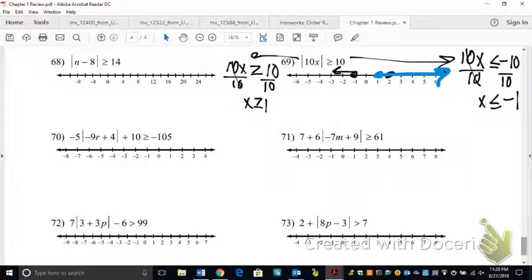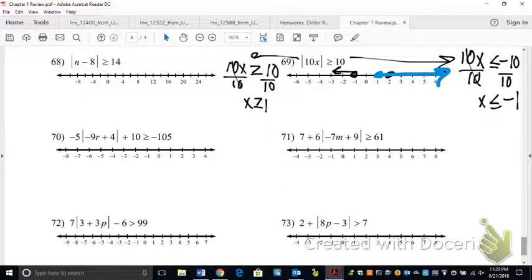So you can check this. You can plug a 0 in there, and it won't work. 0 times 10 is 0. Absolute value of 0 is 0. 0 is not greater than or equal to 10, so we're good. Any other number that we put in there that is greater than or equal to 1 or less than or equal to negative 1 is going to make that true.